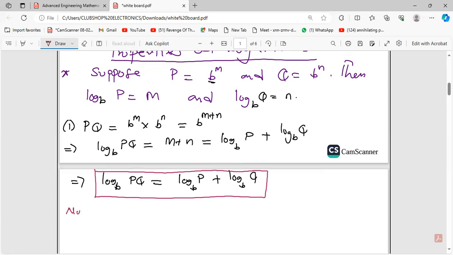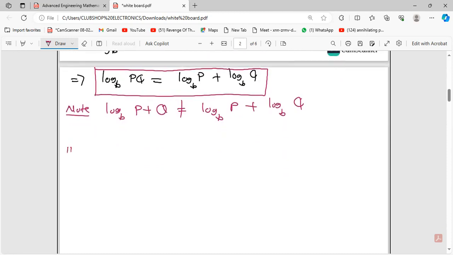Note, however, that log B of P plus Q is not equal to log B of P plus log B of Q. They are not equal, unless you are multiplying them.